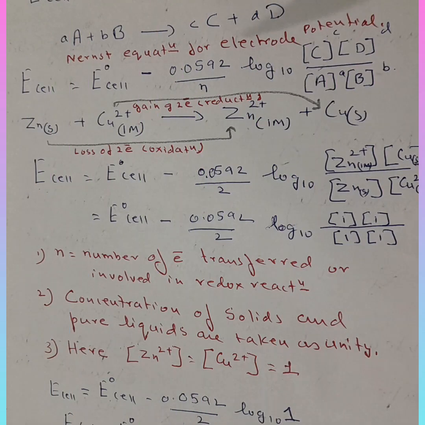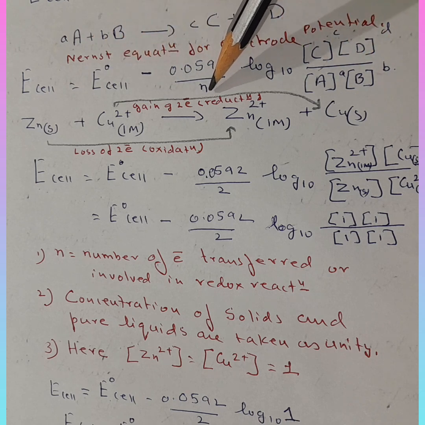Okay guys, let's understand a bit about E-cell calculation. Suppose there is a reaction A plus B giving you C and D, where small a, b, c, d are stoichiometries of the reactants. Now what's the Nernst equation for electrode potential? This is the Nernst equation for electrode potential. E cell is equal to E0 cell, and these are the factors.